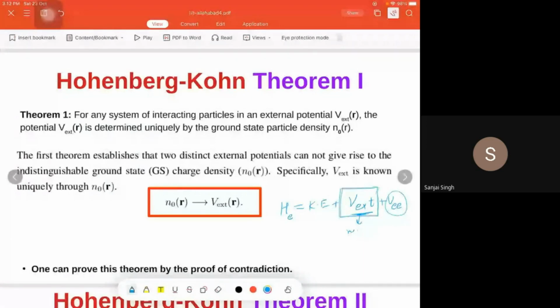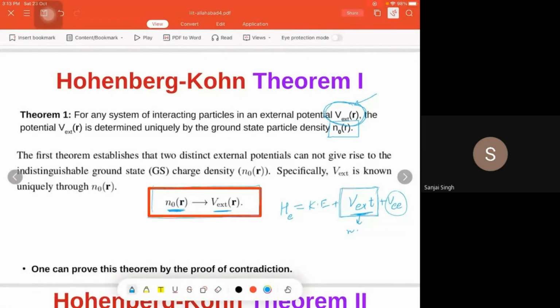It says that if you have a system of interacting particles, let's say n electrons, interacting and moving in an external potential V, and this V external is uniquely determined, then it also uniquely determines the ground state charge density, or vice versa. So if you know the exact charge density for the ground state, you also know the external potential, or vice versa. It works either way.